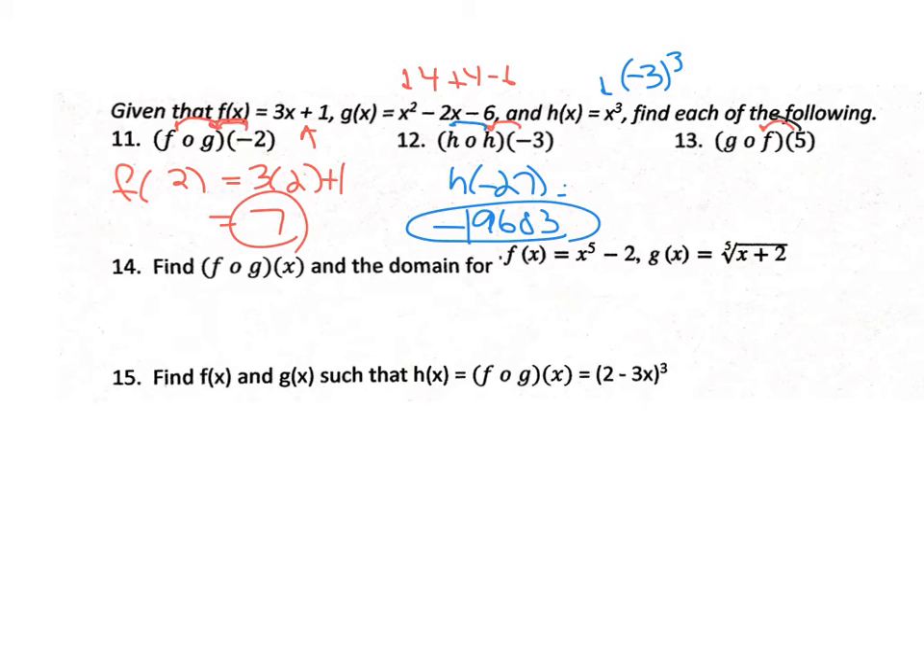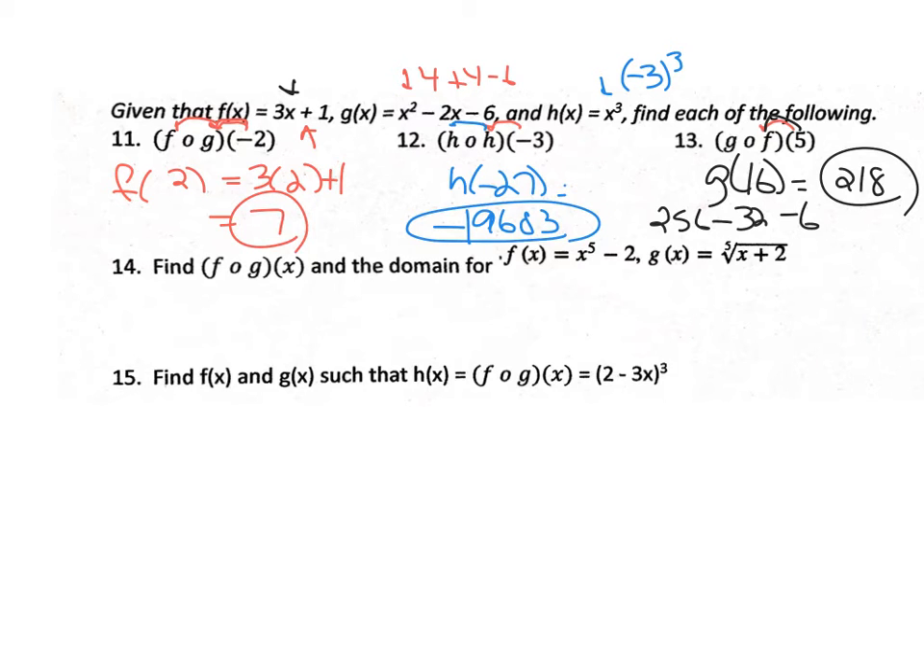All right, now, last one right here, g of f of 5. So I'm going to plug 5 into f, which is right here. 3 times 5 is 15, plus 1 is 16, so I'm about to plug 16 into g, which means I'm going to do 16 squared, which is 256, minus 2 times 16, which is 32, minus 6. 256 minus 32 minus 6 is 218. 218 right there.